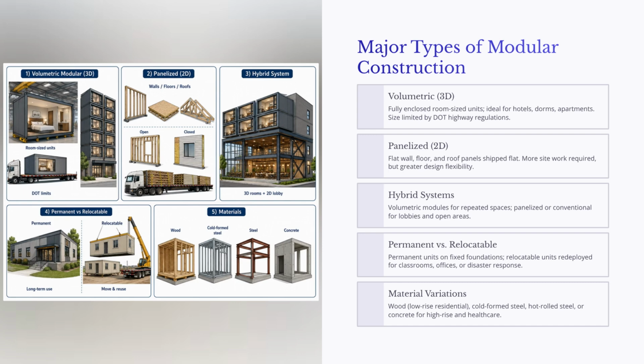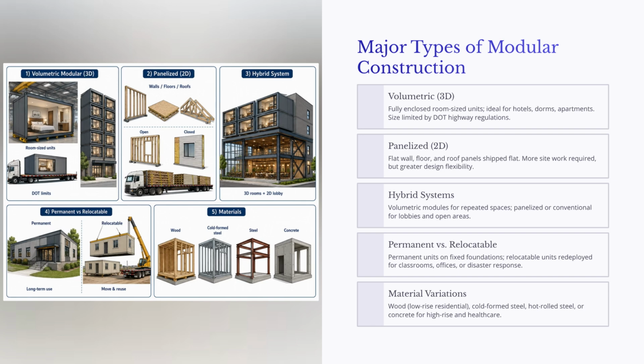This slide introduces the major types of modular construction. The first type is volumetric modular construction, sometimes called 3D modular construction. In this approach, the factory produces fully enclosed room-sized units. These may include hotel rooms, dorm rooms, apartment units, bathrooms, or repeated patient rooms. Volumetric modular construction is highly efficient when the building has many repeated spaces. However, the module size is limited by transportation requirements, especially highway regulations and route restrictions.